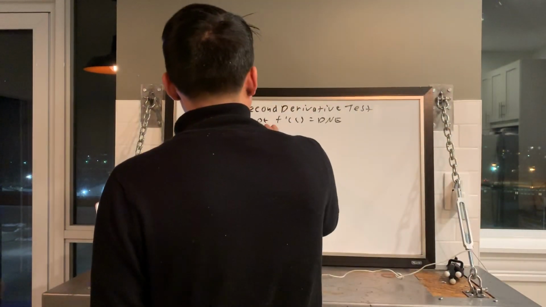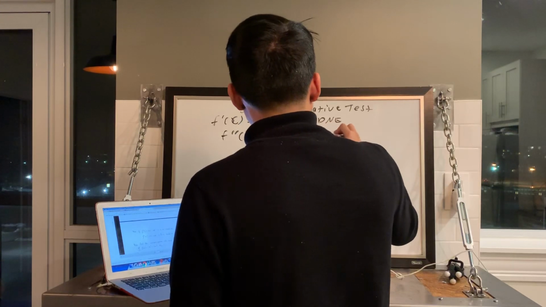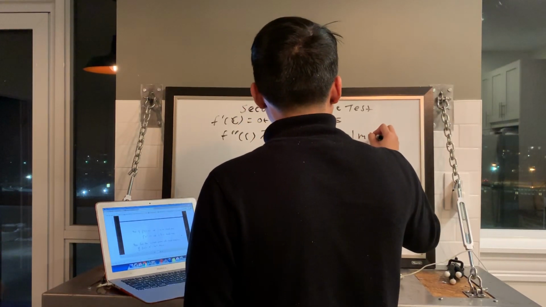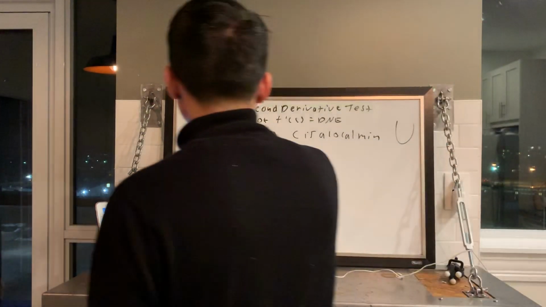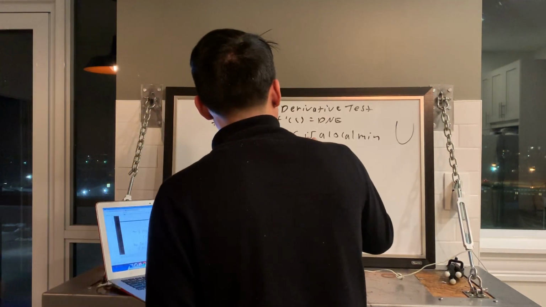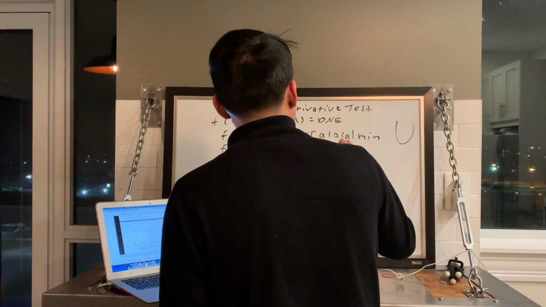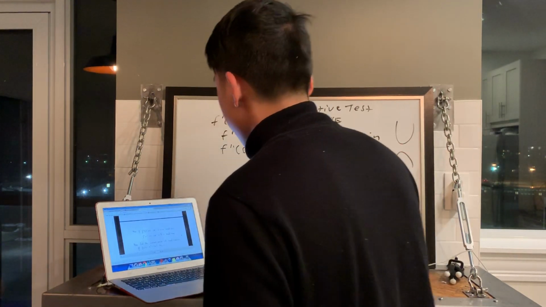If that's greater than 0, then you have a local min. The reason for that is because it'd be concave up, and you'd have a local minimum. If f double prime of c is less than 0, c is a local max. It's concave down.